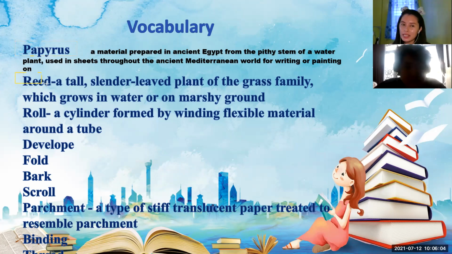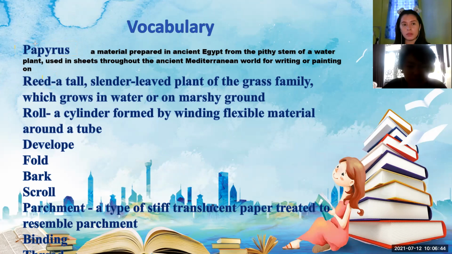Another word is reed. Okay, so when we talk about reed, it is a tall, slender-leaved plant of the grass family that grows in water or marshy ground. So that is a reed. They grow in very, very marshy ground. Those words can be found in the reading later, so that you will understand those words.